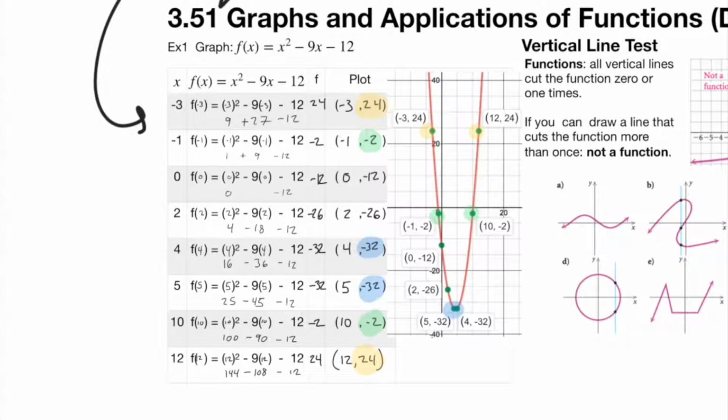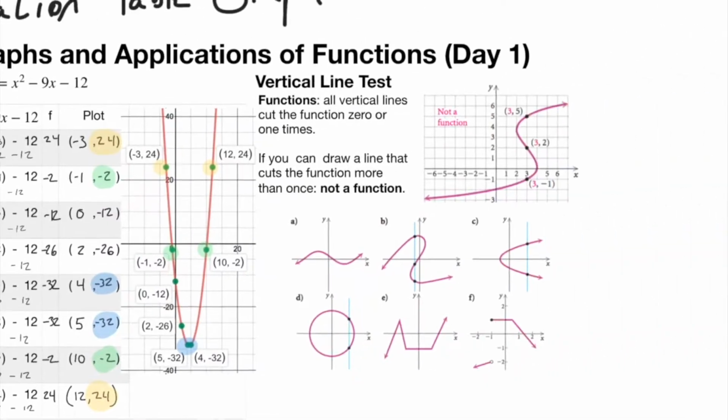And you start to see a little bit of symmetry as well in the y values. 24 shows up not just this one time, but 2 times at the same height. This parabola, as we'll call it, is symmetric. And the symmetry is here. -2 shows up twice. -32 shows up twice down here. Equation, table, graph. Very important.